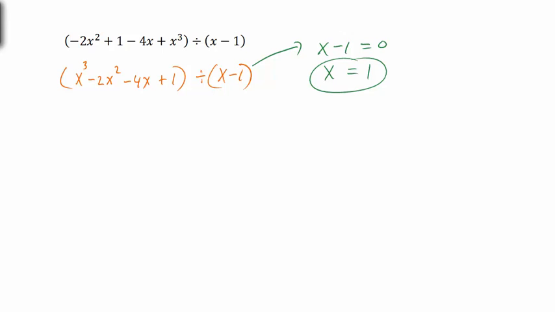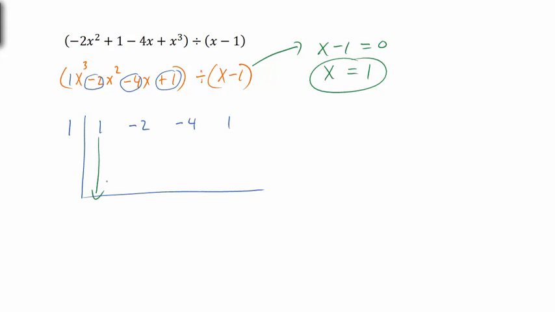And that's going to be the number that we start with out front here. So we're going to put that 1 out front, and then we're going to bring down the coefficients. We have a 1x cubed, -2, -4, and a +1. So that's 1, -2, -4, and a +1. And once again, our very first step is the first number here we bring straight down. So that comes down as 1.